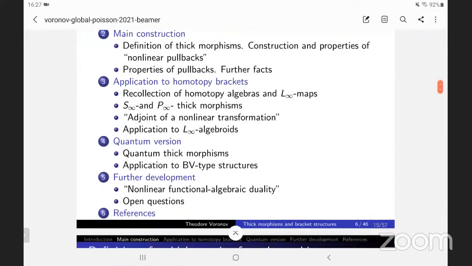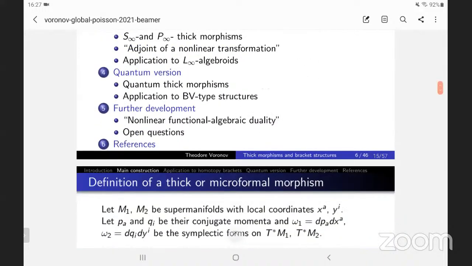And also it turns out that this construction has a quantum version, which is realized by certain formal integral operators, which can be applied to analogs of brackets, analogs of S infinity structures generated by some differential or formal operator, which are called BV type structures. Okay. And then at the end, I will come back to further developments, which include this discussion of non-linear duality, a non-linear analog of functional algebraic duality. Okay. So let me start with the construction.